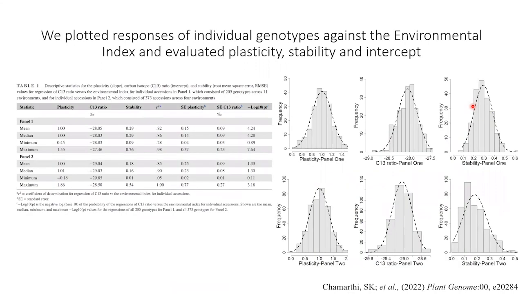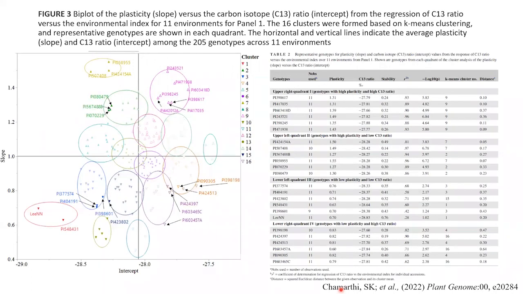I should mention we saw a normal distribution for panel 1 on the top and panel 2 on the bottom for slope, for intercept, and for RMSE, or stability. So all the details are published in the paper. I'm not going to belabor that. What we then did was we plotted slope, intercept, and RMSE, and the RMSE didn't really help much, so we ended up focusing on slope and intercept.